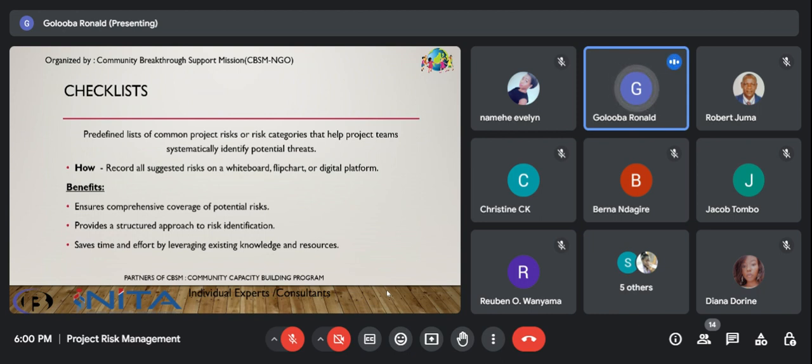Some of these benefits include ensuring comprehensive coverage of potential risks, and providing a structured approach to risk identification, because within that, as we are going to see, with the checklist, you're able to identify risks based on their different categories and types. And it saves time and effort by leveraging existing knowledge and resources.